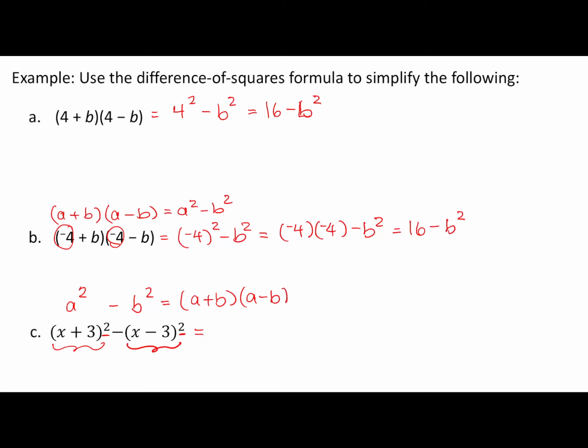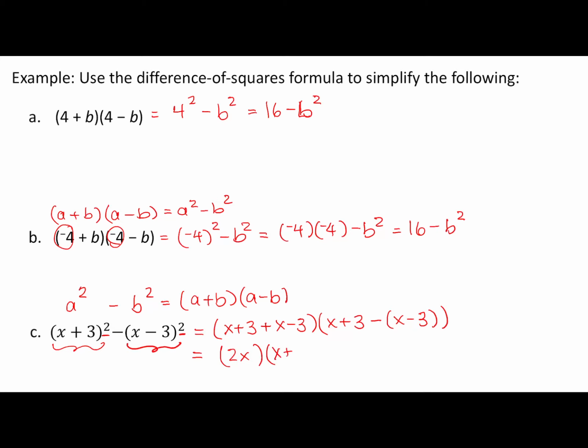So this is going to factor as x plus 3 plus x minus 3, that's my A plus B, times x plus 3 minus the quantity x minus 3. That's my A minus B. And we can clean this up a little bit. So I'm going to have an x plus an x, that's 2x. And then a 3 minus a 3 gives me 0, so just 2x for that first term.